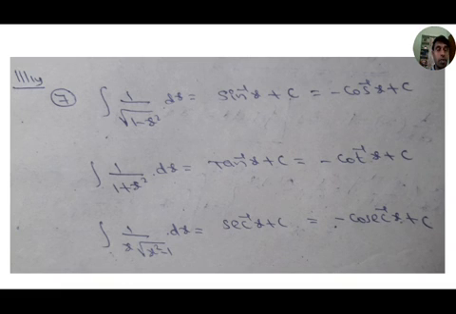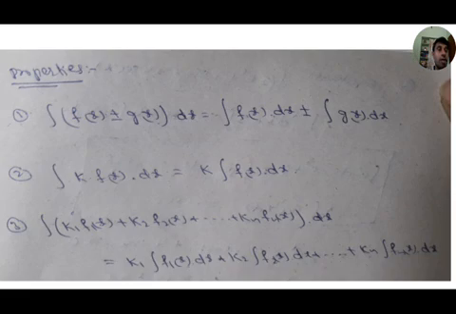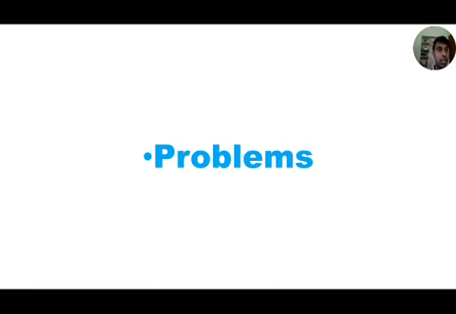Integration of 1 by square root of 1 minus x square dx equals sin inverse x plus c, or minus cos inverse x plus c. Integration of 1 by 1 plus x square dx equals tan inverse x plus c, or minus cot inverse x plus c. Integration of 1 by x into square root of x square minus 1 dx equals sec inverse x plus c, or minus cosec inverse x plus c. These formulas and properties are very, very important. Based on this, we will do the problems.